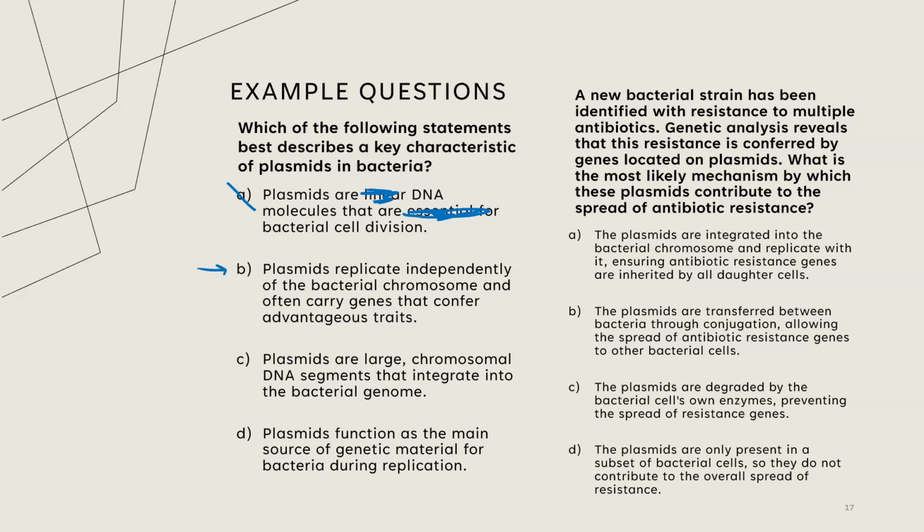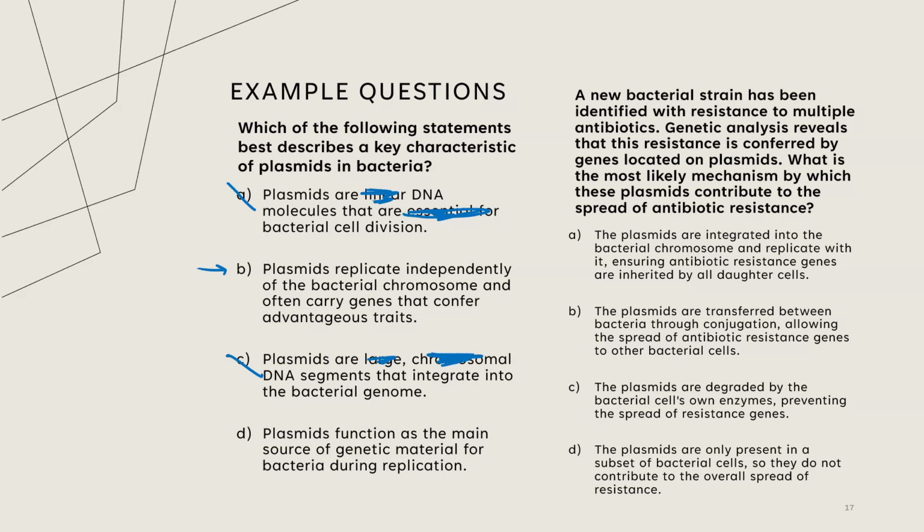C, plasmids are large chromosomal DNA segments that integrate into the bacterial genome. No, they exist separately from the genome, and they are going to be circle bits completely separate from that. They're very small with respect to it. So they're not large. No, they're not chromosomal. No, they're not in the bacterial chromosome.